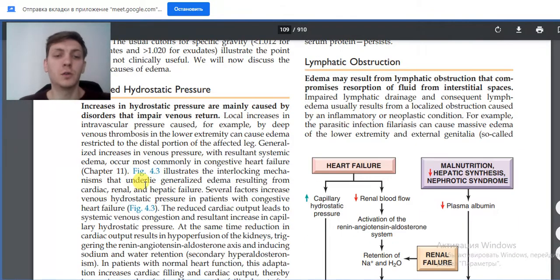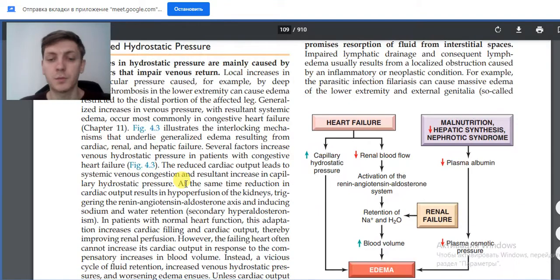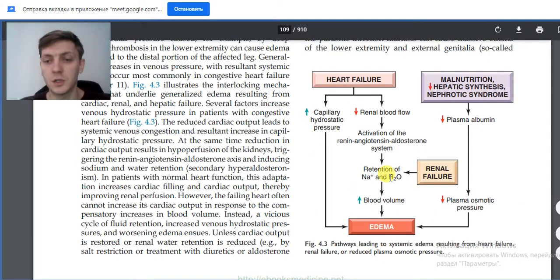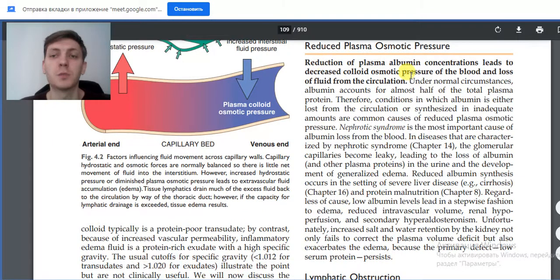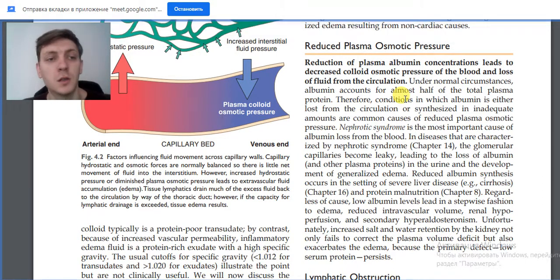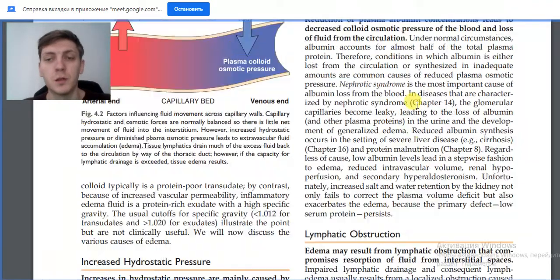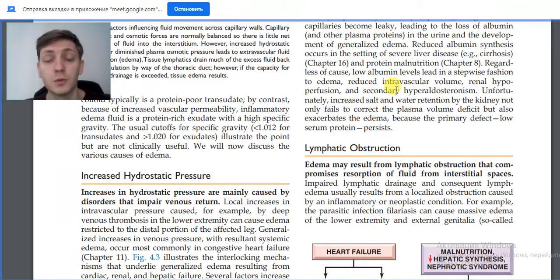How edema is formed by increased hydrostatic pressure, I think there is no time to explain. It's too obvious a thing to discuss. Reduced plasma osmotic pressure, also explained. When we have decreased plasma protein levels, it causes the efflux of plasma components into interstitial space. And it is caused by nephrotic syndrome, liver failure, and malnutrition.